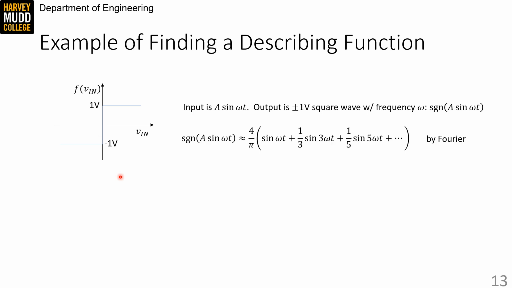We can express this output square wave as a sum of sine waves using Fourier analysis. Note that because this function is odd and centered at 0 volts DC, we have no DC term and no cosine terms, which are even functions.